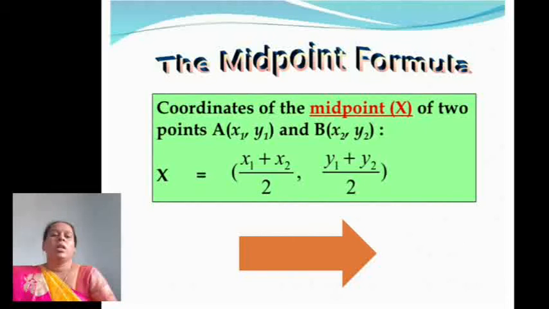Now the next important thing of this chapter is the midpoint formula. Suppose 2 points are given, A x1 y1 and B x2 y2, and let C be the midpoint of the given 2 points A and B. At that time, the x coordinate and y coordinate of point C can be found by using this formula. The x coordinate equals x1 plus x2 upon 2 and the y coordinate of the midpoint is y1 plus y2 upon 2. In this way you can find the coordinates of the midpoint of any 2 given points in the plane.